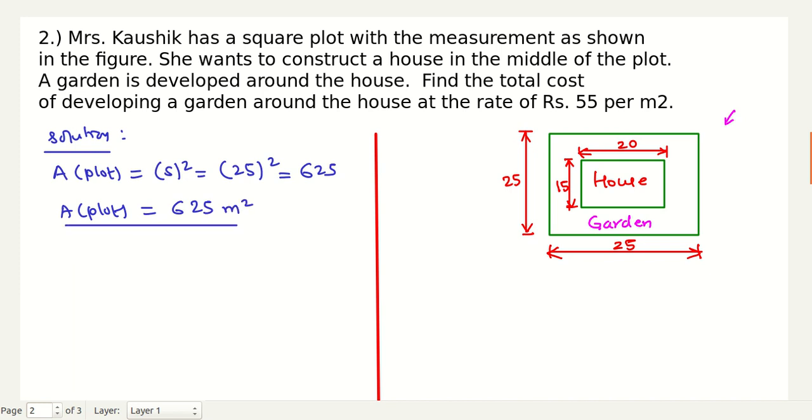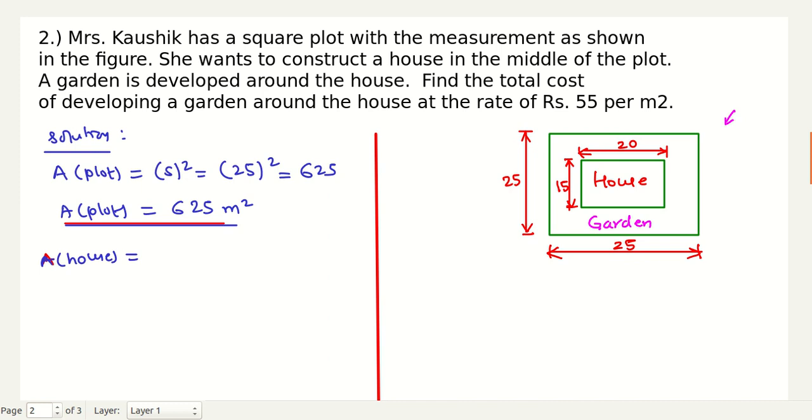Okay, so this is the first part of the problem. We have found the area of the entire plot. Okay, fine. Moving ahead, we will also find the area of the house. From the given dimension we can see that the area of the house is the length times the breadth.